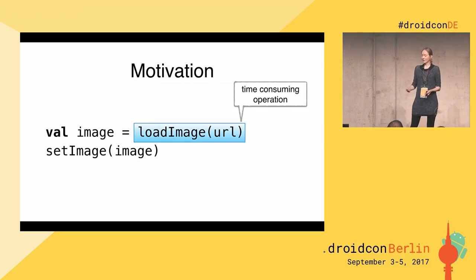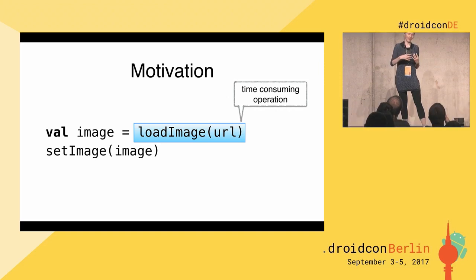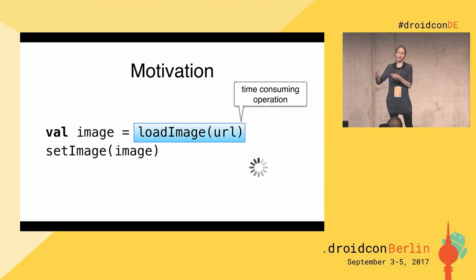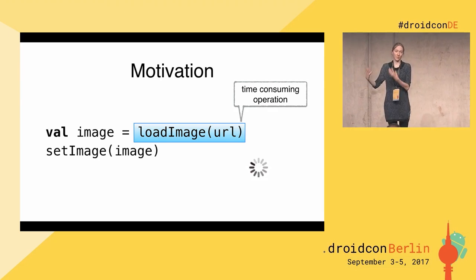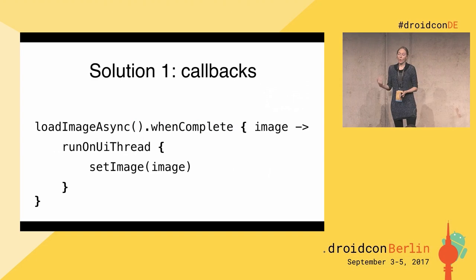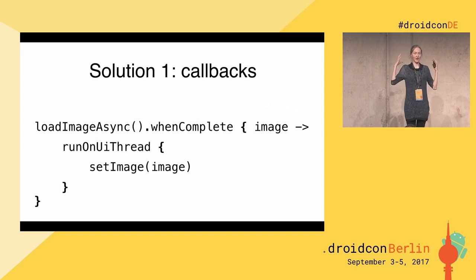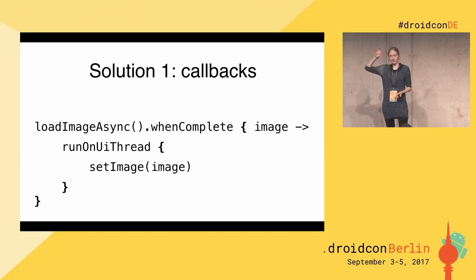Why is it wrong? Because loading an image is a time-consuming operation, and our user will be blocked if we try to do this loading on the main thread. That's a common problem, and there are common solutions to it. It's not one solution, it's a huge pile of different solutions. They all use the callback approach, where you extract the rest of your computation into a callback and explicitly say that something has to be done after this time-consuming operation finishes.